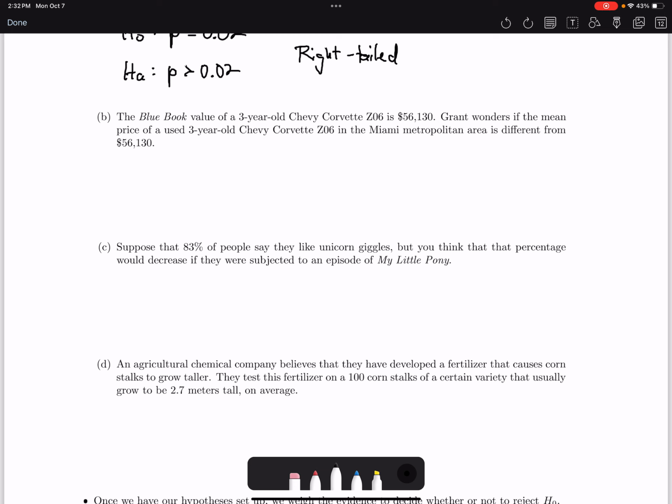Now, the null hypothesis would be that it is not, right? That it's the same price, right? That mu equals $56,130. The alternative doesn't say anything specifically about whether the mean is smaller than that or bigger than that. It just is asking if the mean is different from that. So the alternative hypothesis is going to be that mu does not equal $56,130. And that makes this a two-tailed test.